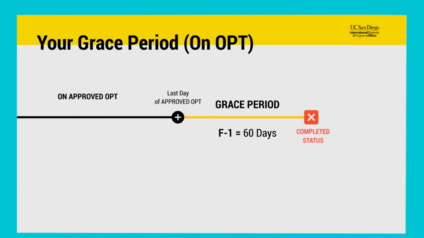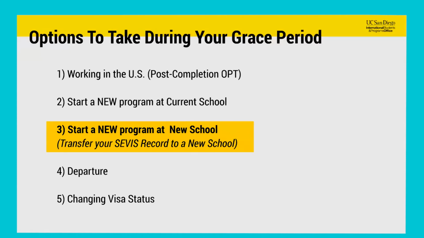Okay, again, if you don't take any action during approved OPT or before the end of your grace period, your status will automatically complete. So let's look at some options that you can take during your grace period. During your 60-day grace period, you can apply for and or begin working on post-completion OPT. You can also start a new program at your current institution, which is also known as changing degree level. You can start a new program at a new school.